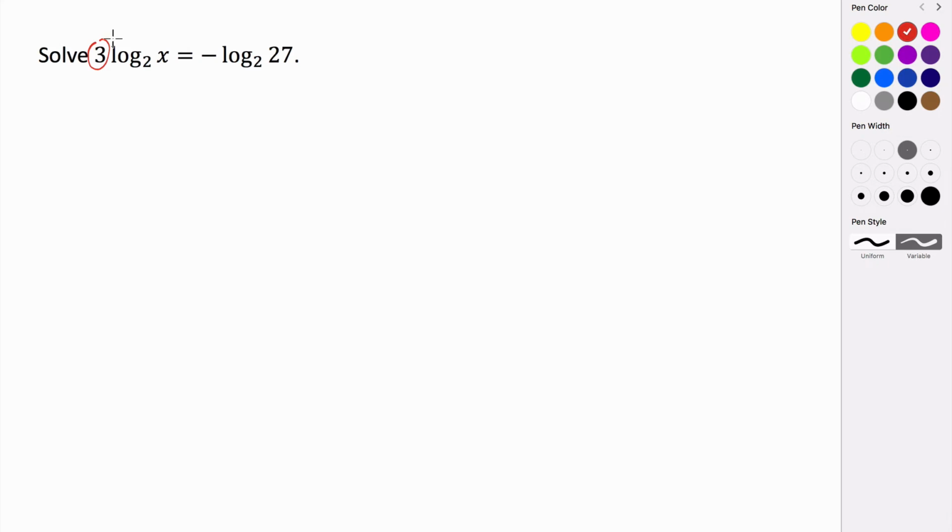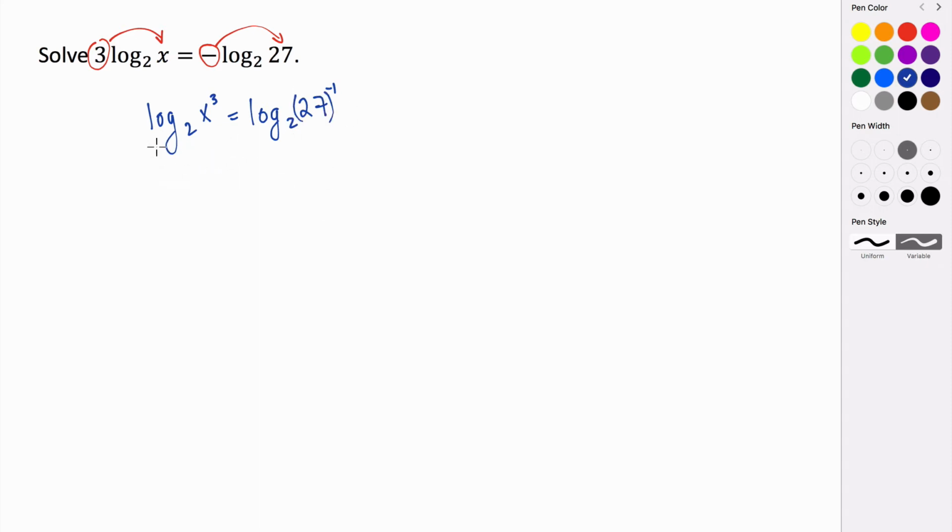So I'm going to take this 3 and apply it as the exponent to the x, and then take this -1 and apply it as the exponent to this 27. So we're going to end up with this new log equation. It's going to be log base 2 of x cubed equals log base 2 of 27 to the negative first power.